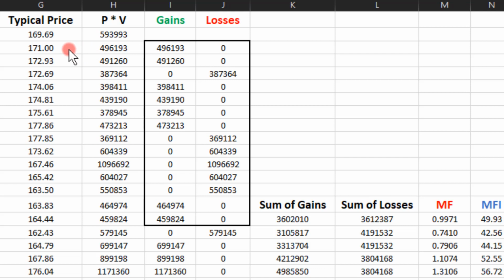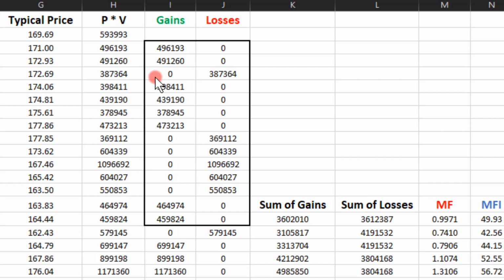The next day, the stock went from 171 to 172.93. That's also a gain. So my P times V number gets recorded as a gain. Next day, we went from 172.93 to 172.69. That's a decrease or a loss. So my P times V number gets recorded in the losses column over here. So just like with RSI, we're either recording a gain or a loss depending on whether the stock price went up or down for that day.